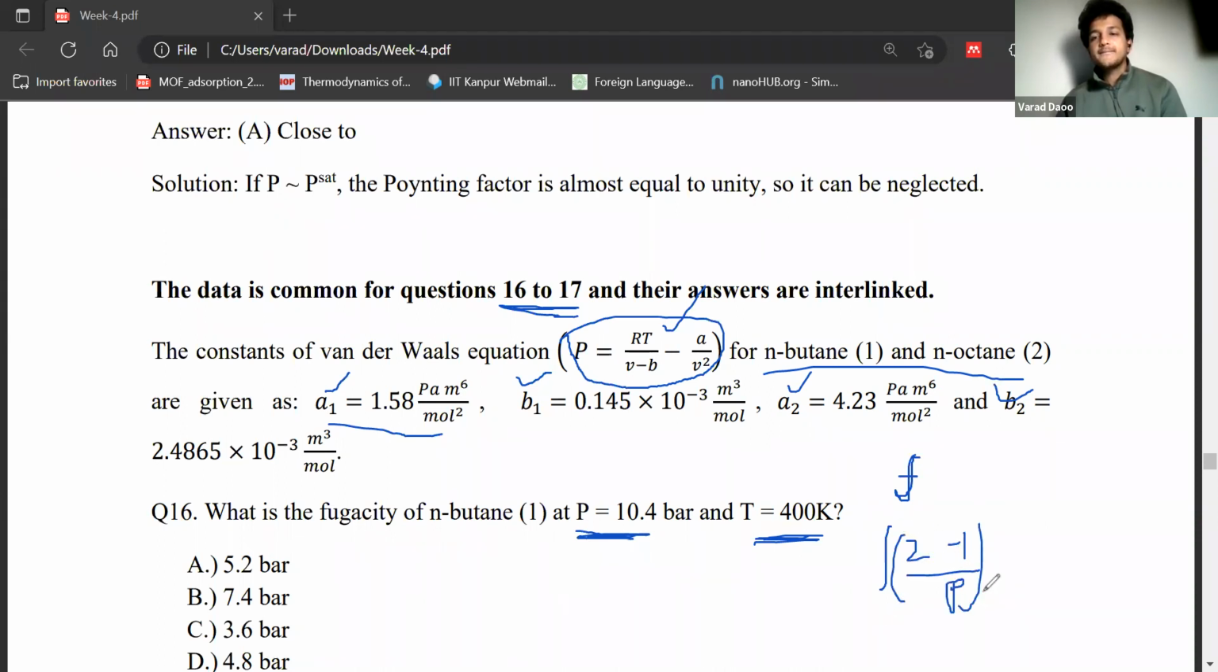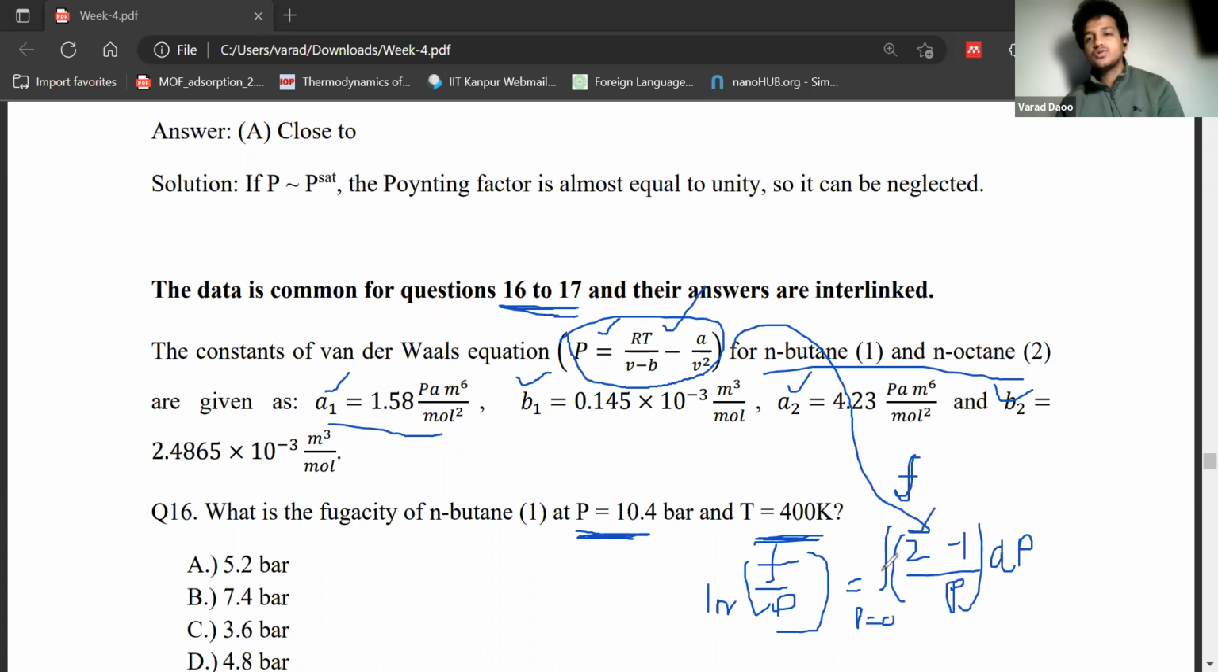Okay, integral of (z minus 1) by p dp is equal to ln f by p. Right? So with this expression, you can find the value of z. You can put that value of z in here, and then you can integrate from p equal to 0 to some p equal to p. Right? Once you get that expression, you can just rearrange to calculate the fugacity. Okay, so that is the key part. Once you have the expression, all you need to do is substitute the values, right? So this is the difficult part, right?